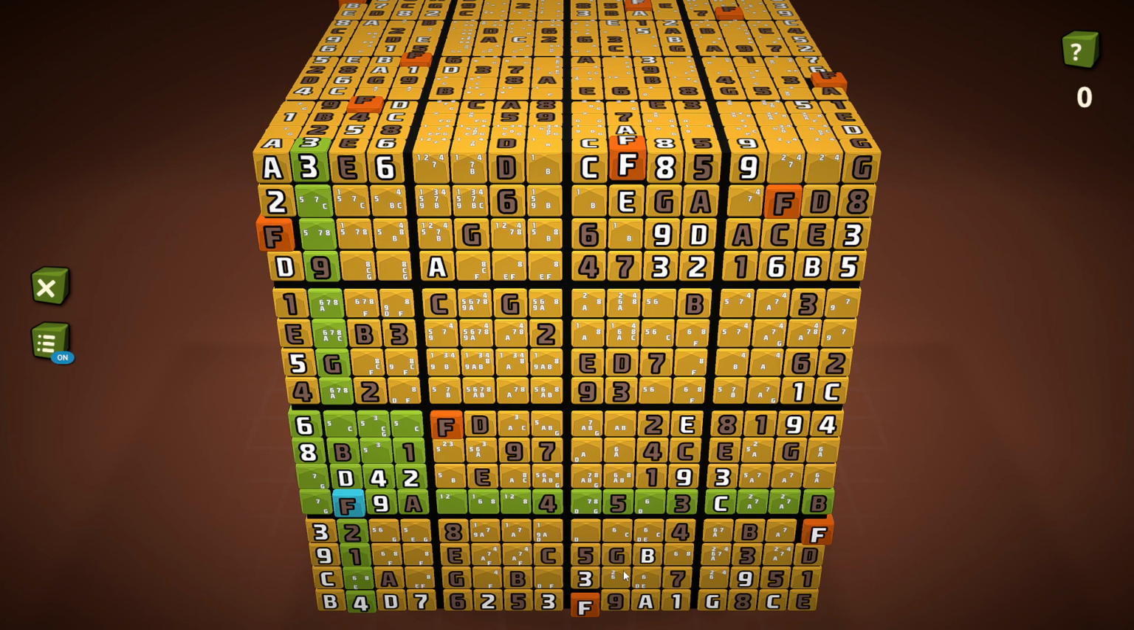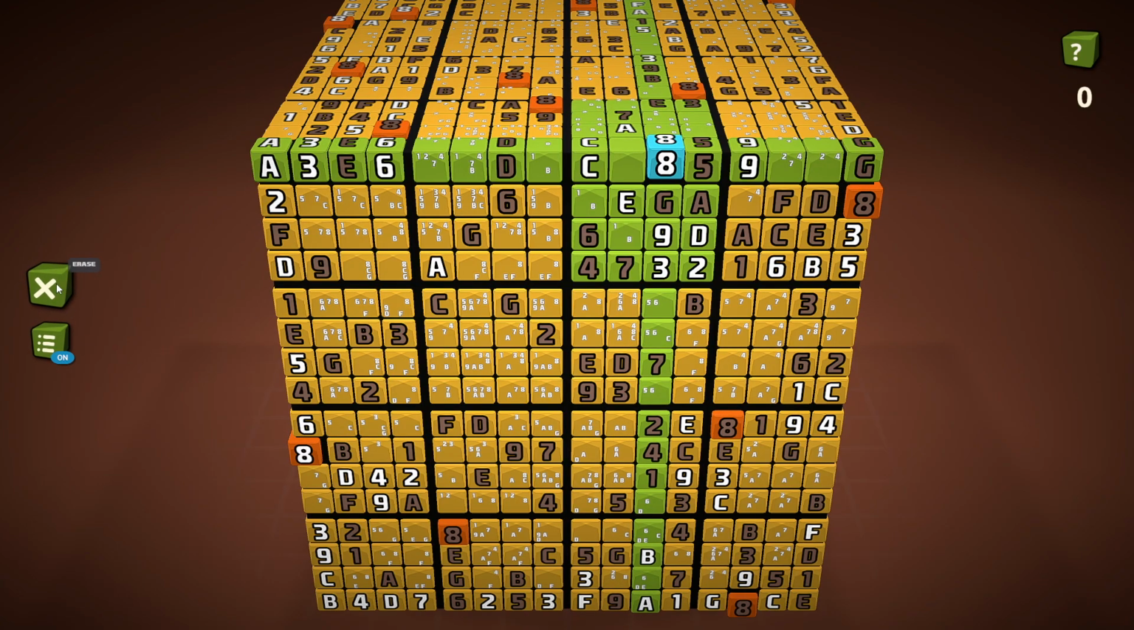Why does that have to... Oh, yeah, good point. This one has to be an F then, where the 6D is. Wait, it can't be. No, it can't. Oh no, that can't be an F. That can't be an F there. Can't be an F there. And yet it said nothing is wrong.